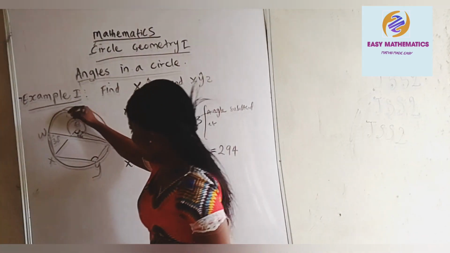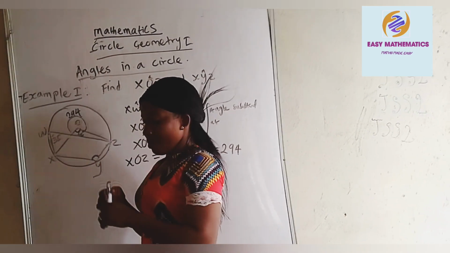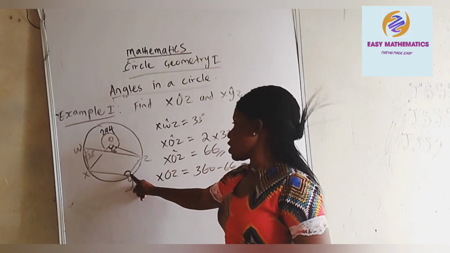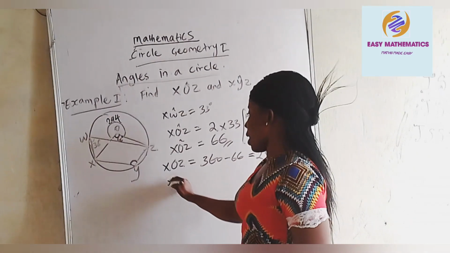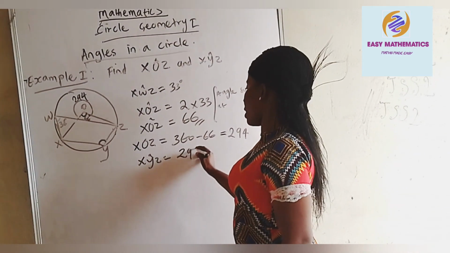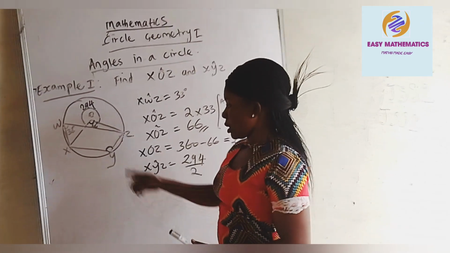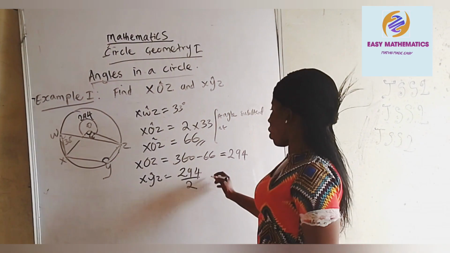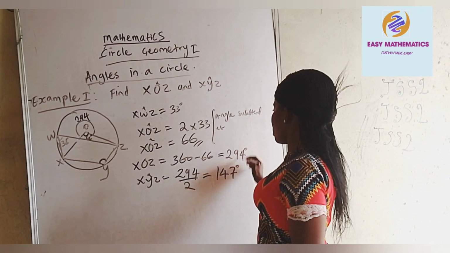I've gotten this angle here, 294. To get the angle here, remember we said that the angle sustained at the center of the circle is twice that sustained at any point on the circumference. So to get our XYZ, simply say 294 divided by 2. That is the angle sustained at a point on the circumference. So 294 divided by 2 will give us 147.